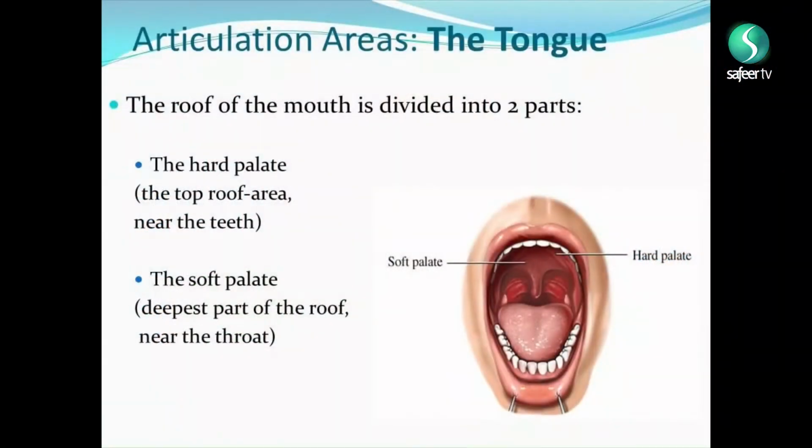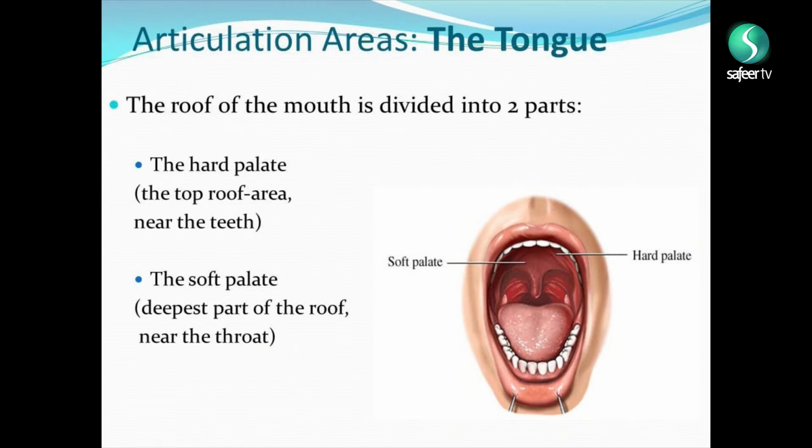So 18 letters are pronounced from these 5 sections of the tongue: the deepest part, the middle part, the sides, the head, and the tip. Then you go to the next slide, which is about the soft palate and hard palate, which is really important in the recitation of some letters in the tongue area.